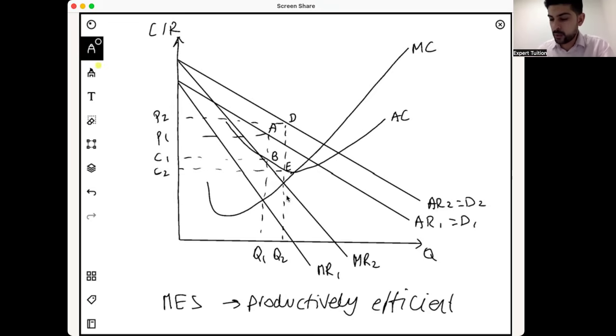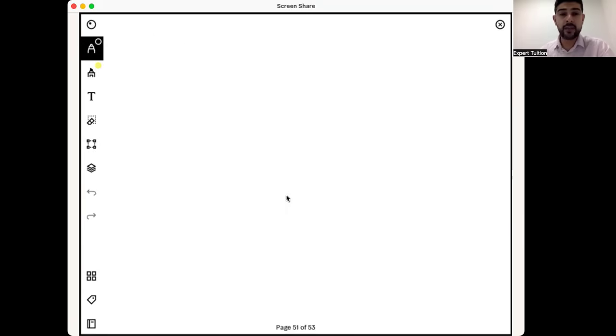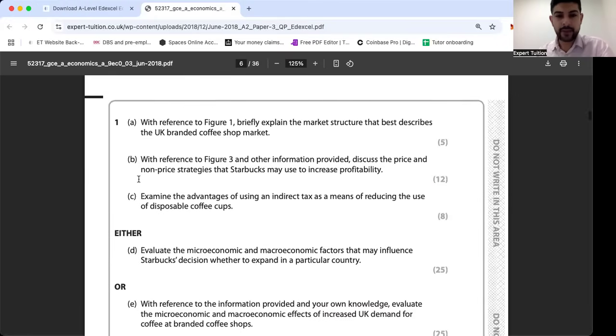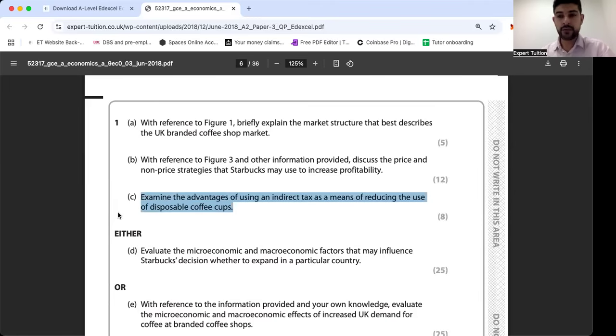But one of them is a clue. And I want you to get in the habit of recognizing that there are clues in questions that they've already asked. I'm going to quickly show you the extract or the questions. It's not too obvious, but it is there. If we look at the 8 marker, it says examine the advantages of using an indirect tax as a means of reducing the use of disposable coffee cups. Any ideas what I'm getting at?